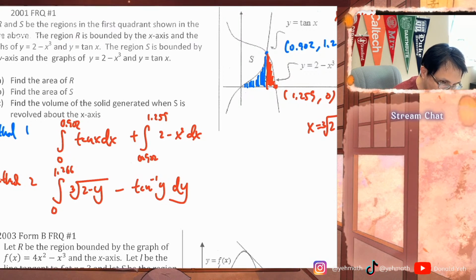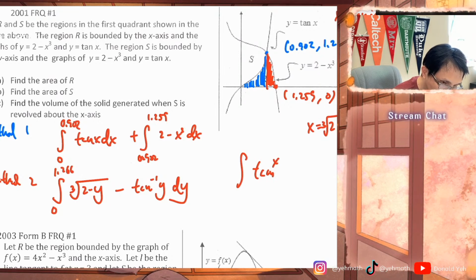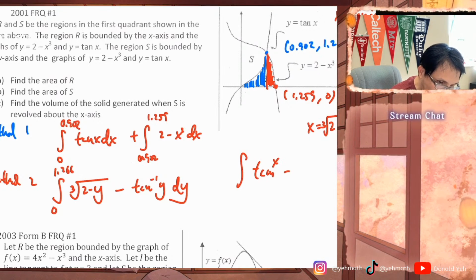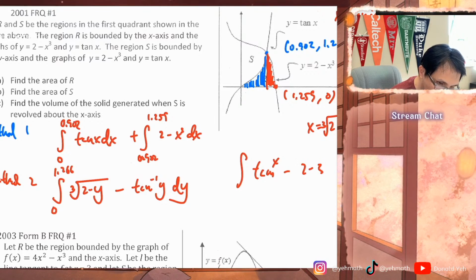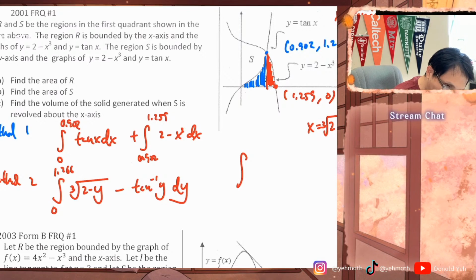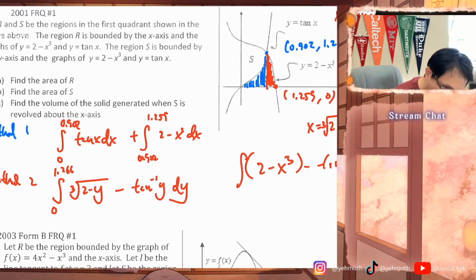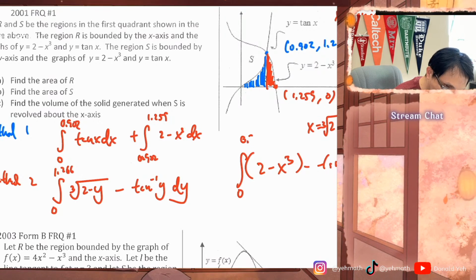From the top, it's going to be what? Tangent of x minus 2 minus 3, x to the cube. Oh, it's 2 the other way. Sorry. It's 2 minus x cubed minus tan of x. And that's between 0 and 0.902.